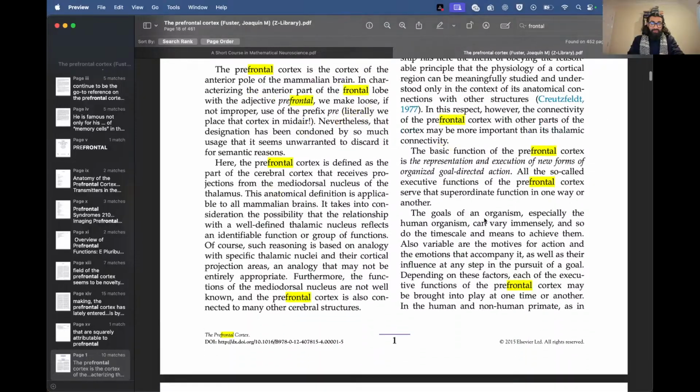So, the basic function of the prefrontal cortex is the representation and execution of new forms of organized, goal directed action. All the so called executive functions of the prefrontal cortex serve that superordinate function in one way or another. Now, why I took time to take out this definition for you guys: before we move forward, I think it's extremely important you know why on earth such a simple yet complicated test exists.